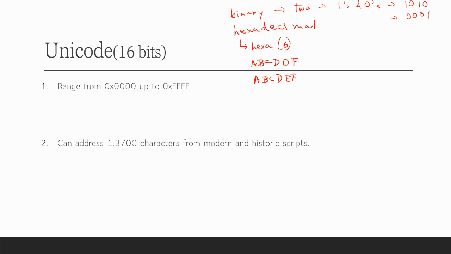It can address about 1,37,000 characters from 146 modern and historic scripts. Oh, I'm missing a zero here. 1,37,000. Can you imagine? As compared to the ASCII code, ASCII code had only 256, out of which we could only use 128. And the Unicode contains 1,37,000 characters. The Unicode has about 1,000 times more characters than the ASCII.